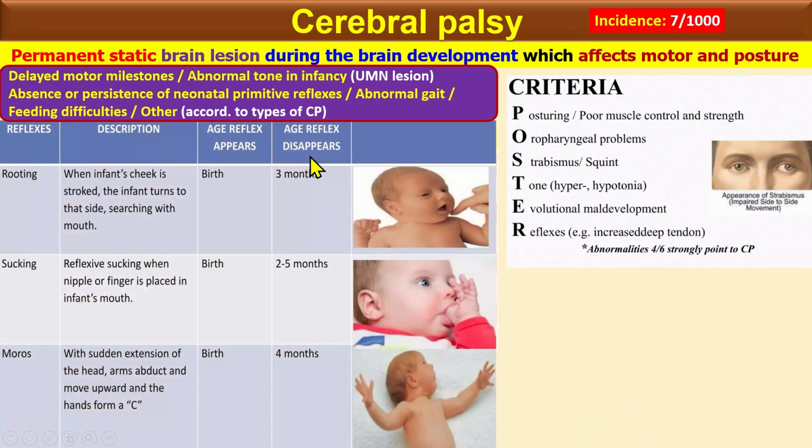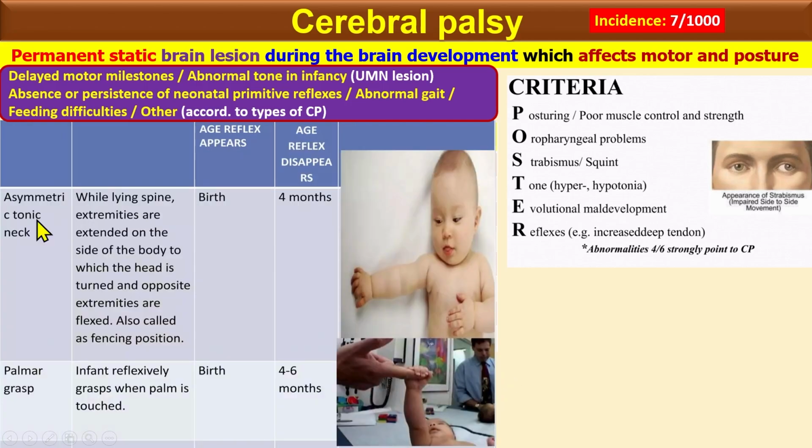Okay, and if you look at the primitive reflexes, here are different neonatal primitive reflexes. Primitive means present by birth, but there is an age at which these reflexes should disappear. For example, rooting: when you touch the cheek, the child tries to open his mouth and search for the stimulus. And in the suckling, when you give a finger or the nipple toward the mouth, he starts suckling. In the Moro, when there is extension of the head, the upper limbs look C-shaped or extended.